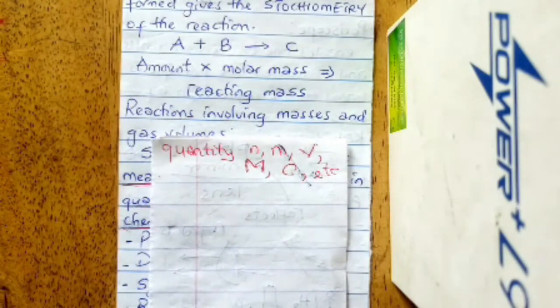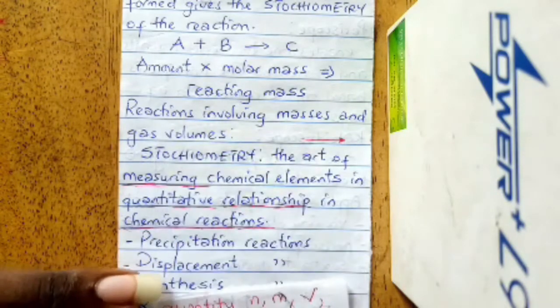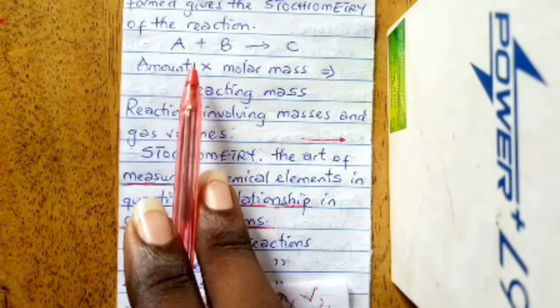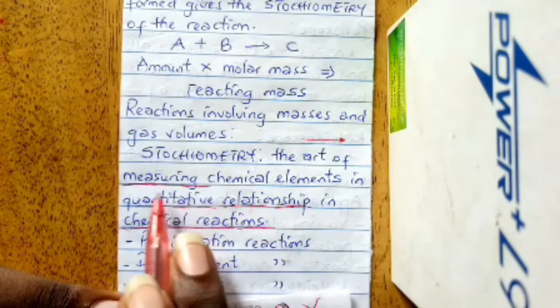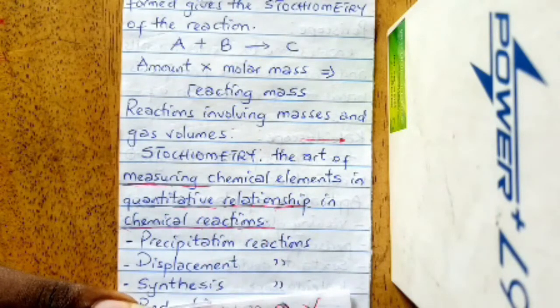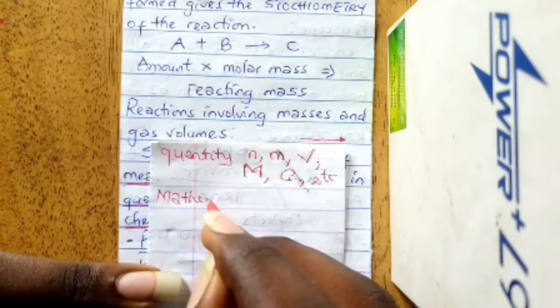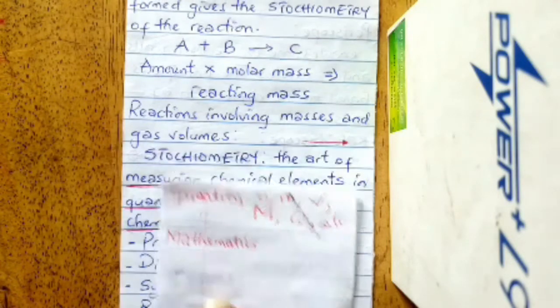So quantity in the sense that we're talking about the numerical extent to which these elements occur in various forms of chemical reactions. Of course, reactions occur between elements, various types of reaction. So stoichiometry is the art of measuring chemical elements in quantitative relationship in chemical reactions. Basically, stoichiometry is like the mathematics of chemical equations. So I put it as the mathematics of chemical reactions.